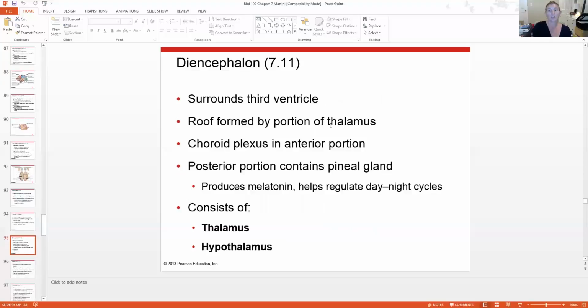Let's talk about moving from the cerebrum into that little lollipop structure on the inside called the diencephalon. This is surrounding the third ventricle where cerebrospinal fluid circulates. It's formed by the thalamus and the hypothalamus. There's also a little gland in there called the pineal gland. The pineal gland secretes melatonin that regulates our sleep-wake cycles.